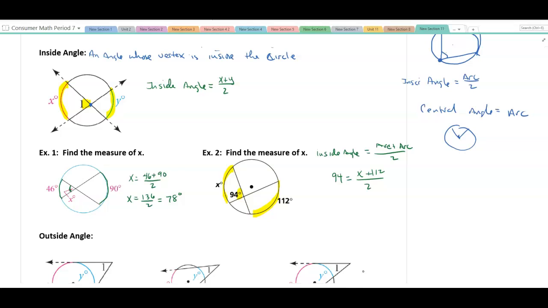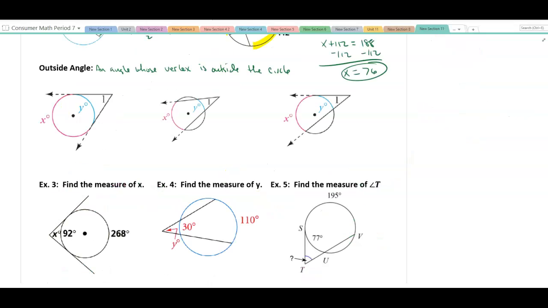Now I can solve this equation for the other arc. First thing I do, multiply both sides by 2 to get rid of the fraction. So I'm left with x plus 112 equals 2 times 94, which gives you 188. Now, when I subtract 112, x is equal to 76 degrees. So that's an inside angle. Now we go to an outside angle.